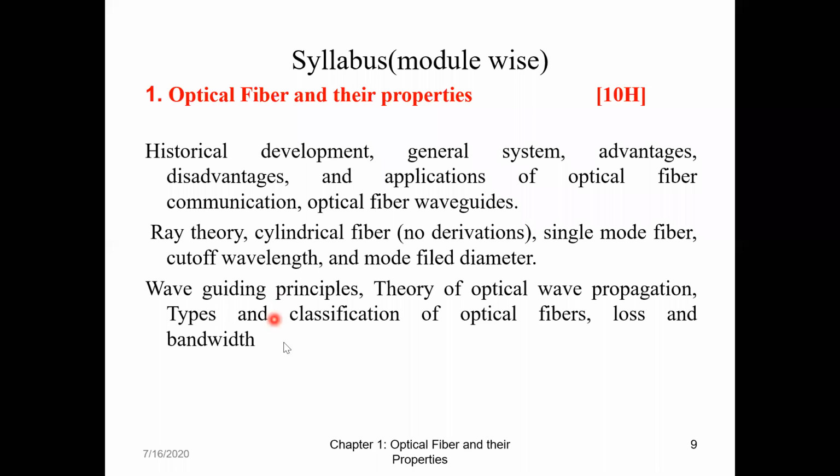The next is the types and classification of optical fiber, loss and bandwidth. Now fiber optics are of various types. We have glass fiber, we have plastic fibers, we have single mode, multi-mode fiber. Okay, so how are those fibers classified? Step index fiber, graded index fiber. So we will be studying the types and classification of optical fiber, then the loss and the bandwidth. So this is your first chapter, introduction, 10 hours.